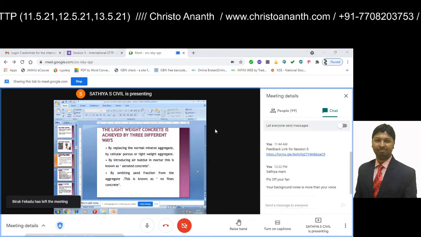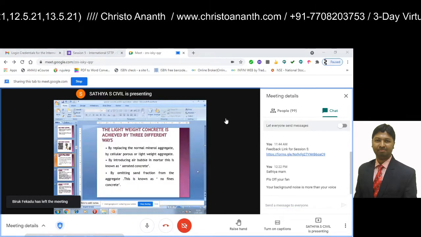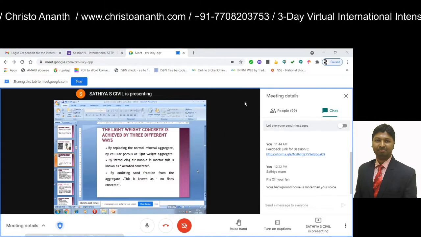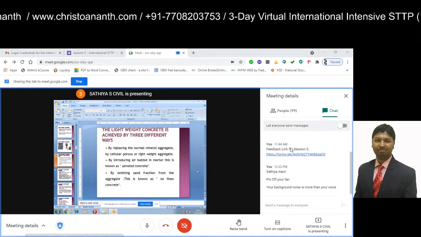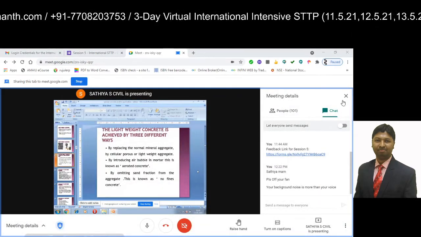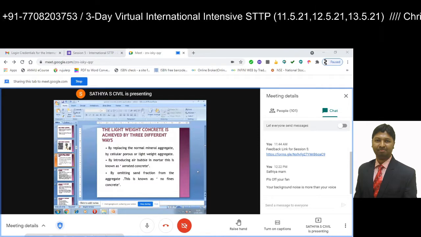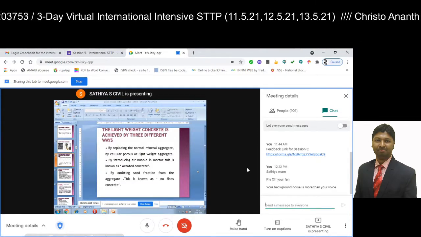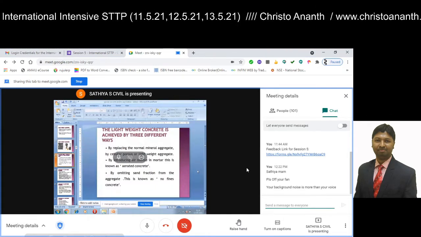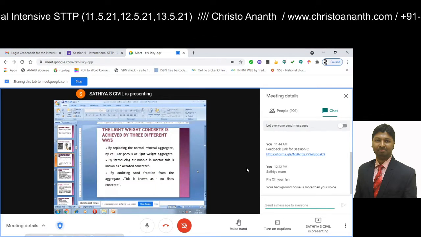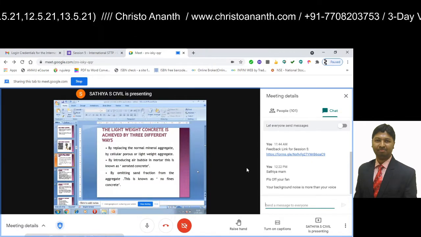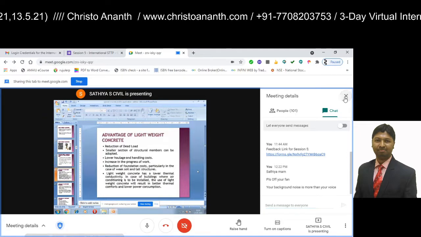Then how can we achieve lightweight concrete? It can be achieved in three different ways. One, by replacing the normal mineral aggregate by cellular porous or lightweight aggregate. Then by introducing air bubbles in mortar, this is known as aerated concrete. And by omitting the sand fraction from the aggregate, this is known as no fines concrete. No fines concrete means the sand particles are avoided in the mixture of concrete.